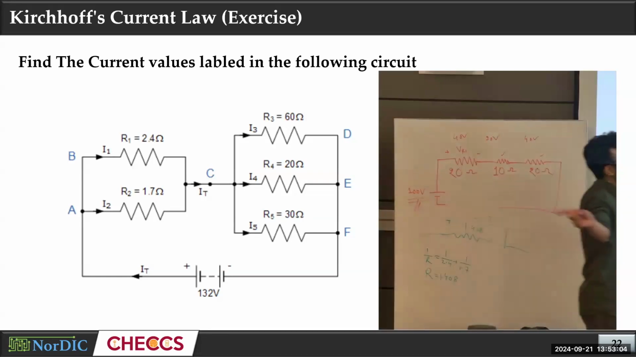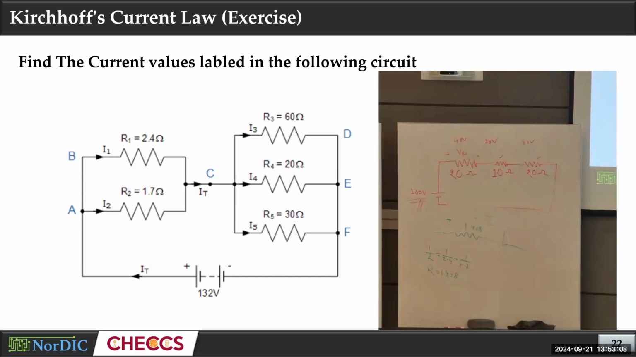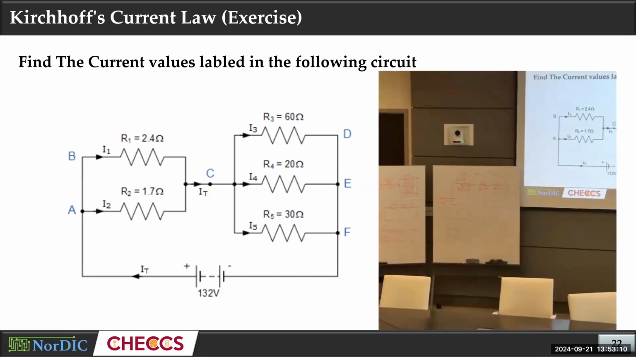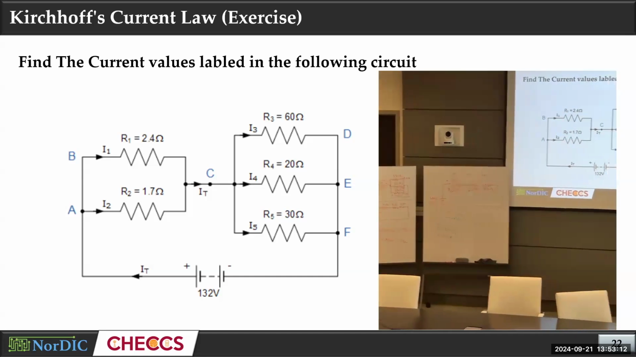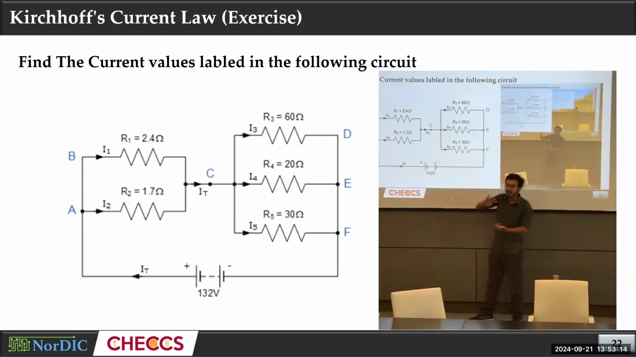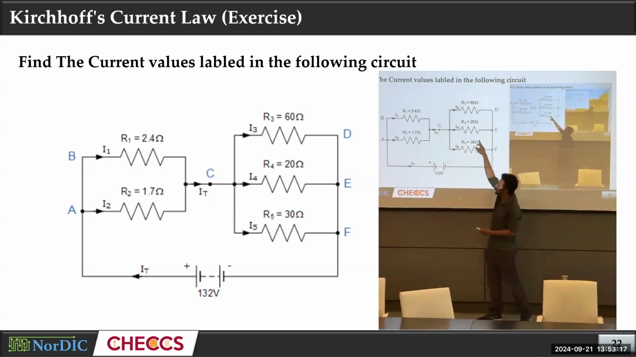Now, in a similar way, replace these three by only one. And what will be the value? 1 by 20 plus 1 by 60 plus 1 by 30. It will be 1 by 10, so it will be 10 ohms. So you will only have two resistors. When you reduce the circuit, your circuit will look like this: 1.408 plus 10 ohms.